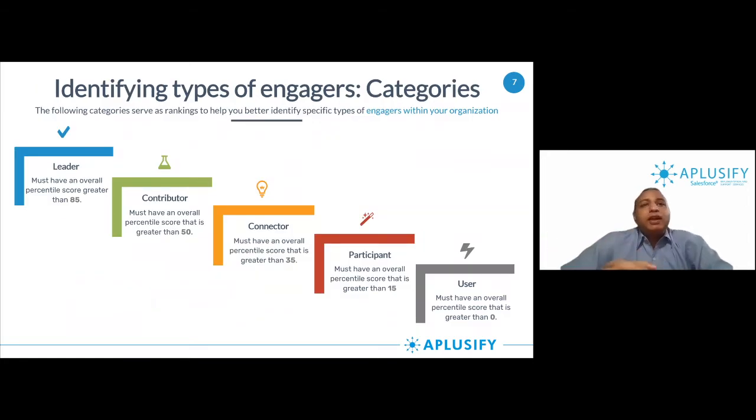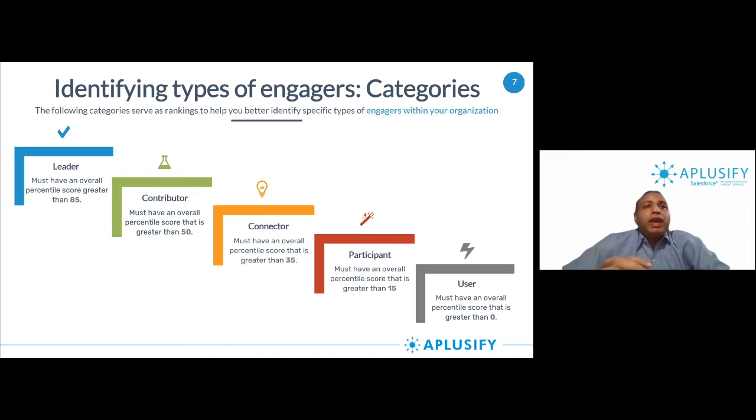Now, once you are done with that score, it's always good to categorize your members into different categories, right? You want to know which members are more active, which are less active, which are contributing, and which are not contributing. So you can define them based on their engagement score into different categories. Here we have defined 5 categories which we think you should use to differentiate your members depending on their level of member engagement activity. At the top, we have defined a leader. A leader is someone who has got a percentile score greater than 85.